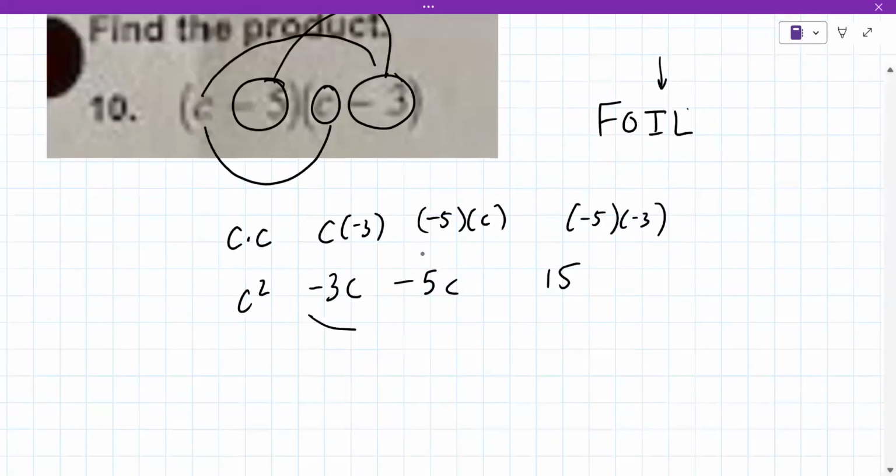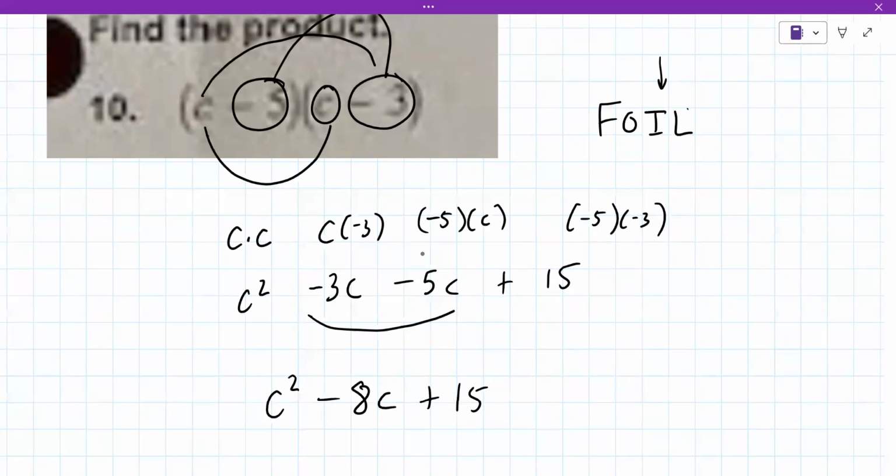All right, now, can you combine any terms here? Yeah. Those ones. Yep. So what does this become? C squared minus 8C plus 15. Yeah. All right.